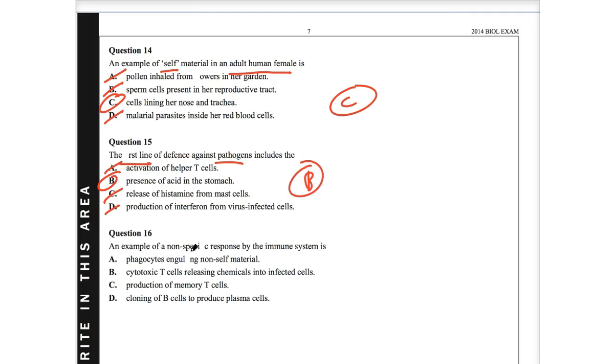Question 16, an example of a non-specific response by the immune system. So non-specific. Phagocytes engulfing non-self material. Phagocytes don't discriminate. They just do, and it's a version of non-specific. So A is. Cytotoxic T cells, again, with the specific immune response. Production of memory T cells, again, a specific response. And cloning of B cells to produce plasma cells is also a specific response. So the whole idea here is to match up non-specific response with what is non-specific. Therefore, A is the answer here.